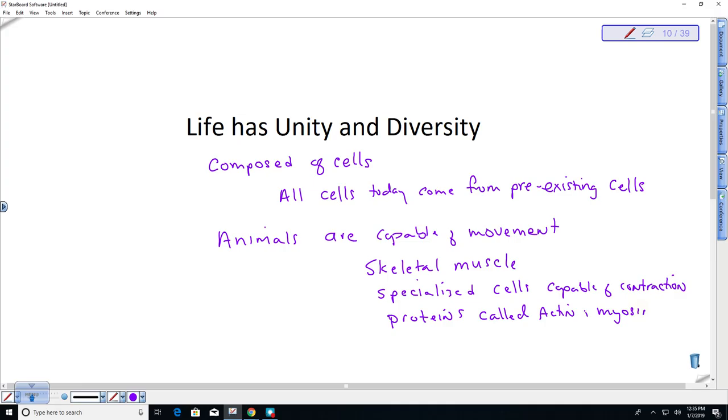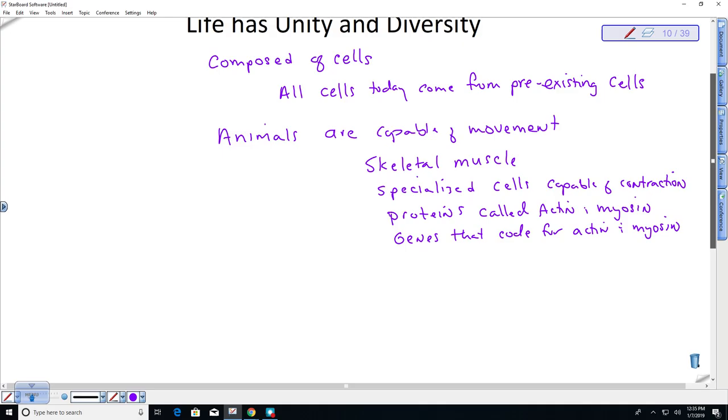Those are proteins, and proteins are coded for by genes, right? So all animals have genes that code for actin and myosin. They might be slightly different, but in general, we have those genes. And so when we talk about unity, we can create the relationships between organisms.